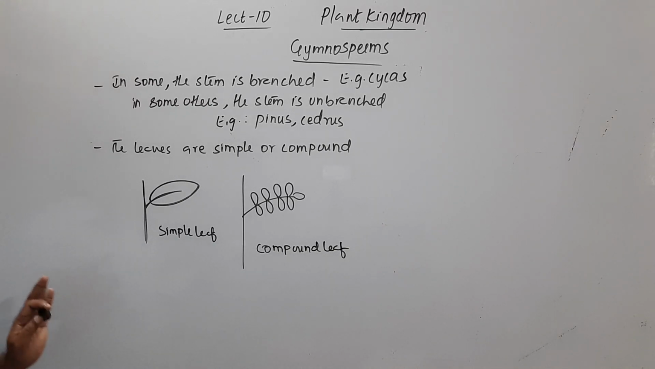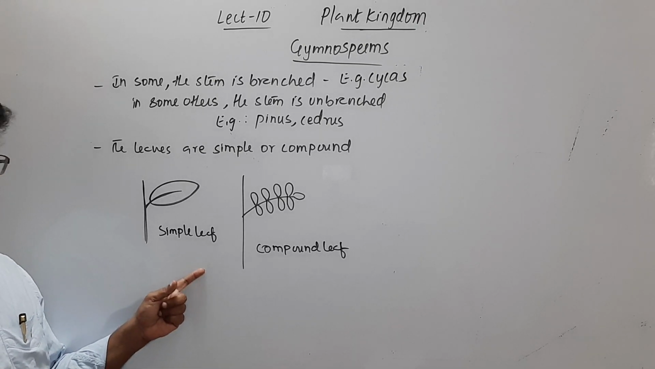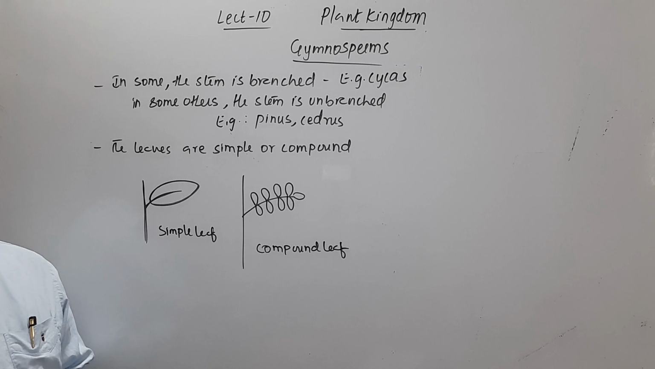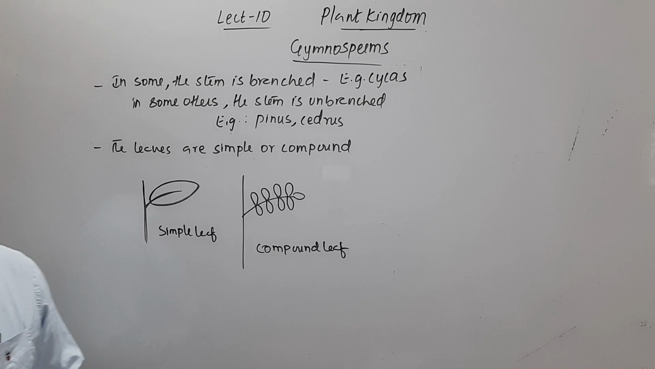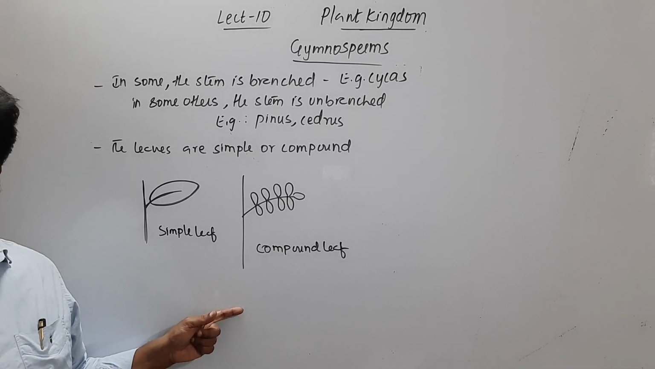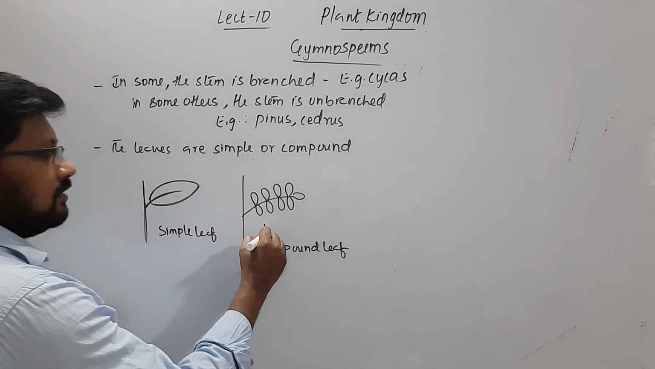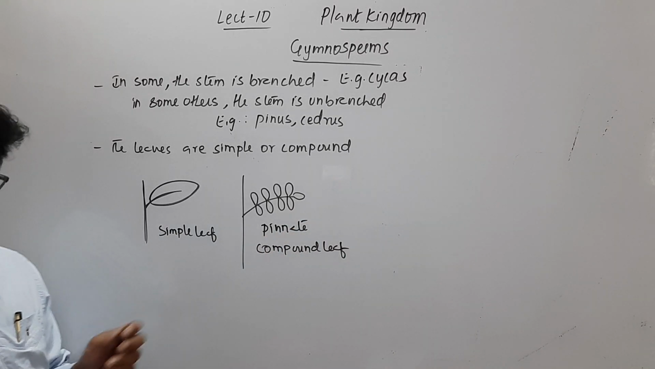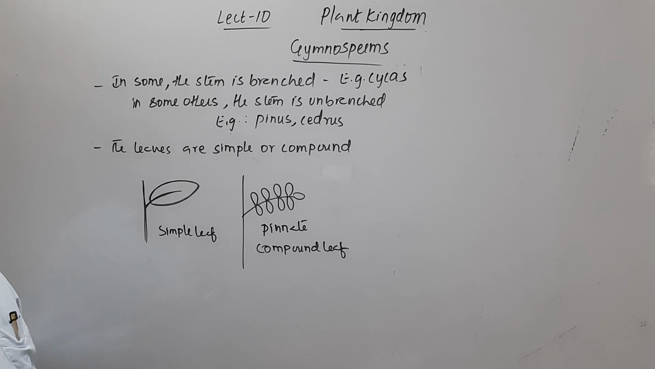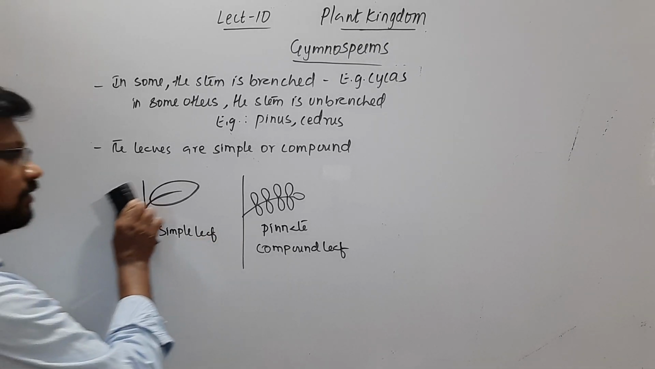Later we will study different types of leaves in angiosperms, and also in the morphology of flowering plants. There we will see in detail. At present I'm just giving you an idea of a simple and a compound leaf, and this one especially is a pinnate compound leaf. There will be palmate, pinnate, and different types of leaves that we will see in a coming session.